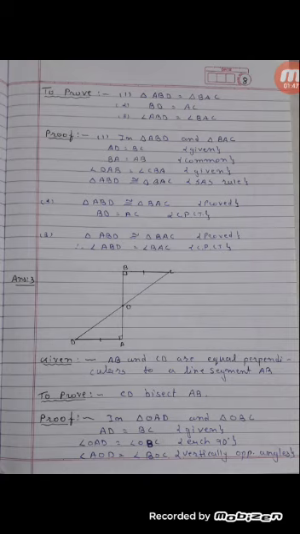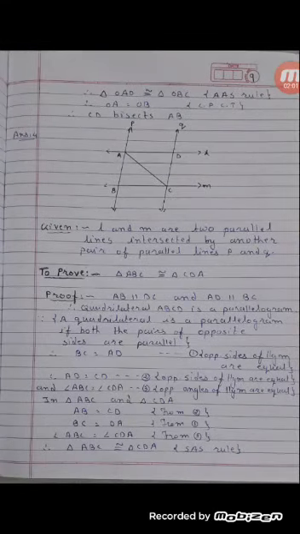Proof. In triangle OAD and triangle OBC, AD is equal to BC, given. Angle OAD is equal to angle OBC, each 90 degrees. Angle AOD is equal to angle BOC, vertically opposite angles. So triangle OAD congruent to triangle OBC by angle angle side rule. So OA is equal to OB, we can write by CPCT. It means CD bisects AB. Thus, we have proved CD bisects AB.